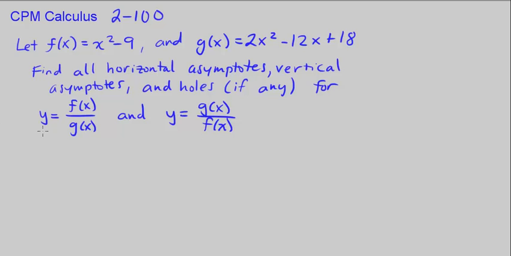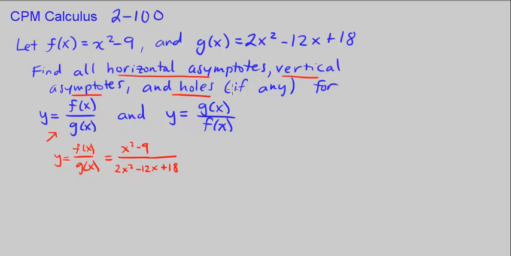Okay, so let's start here, of course, and look at y is equal to f of x divided by g of x. Substituting in f of x we have x squared minus 9, and substituting g of x we have 2x squared minus 12x plus 18. Okay, so then let's quickly go over where horizontal asymptotes, vertical asymptotes, and holes exist.